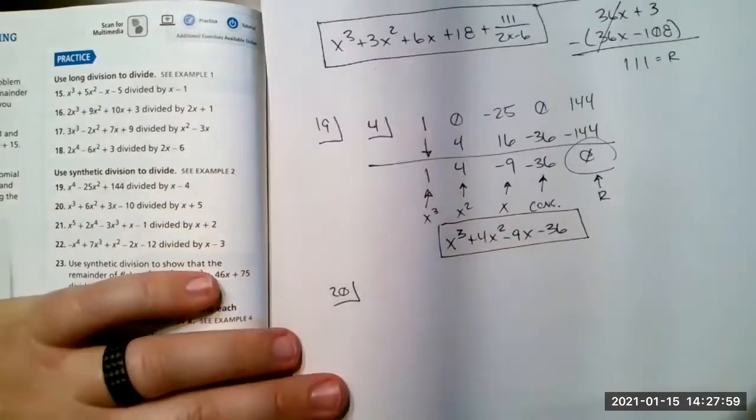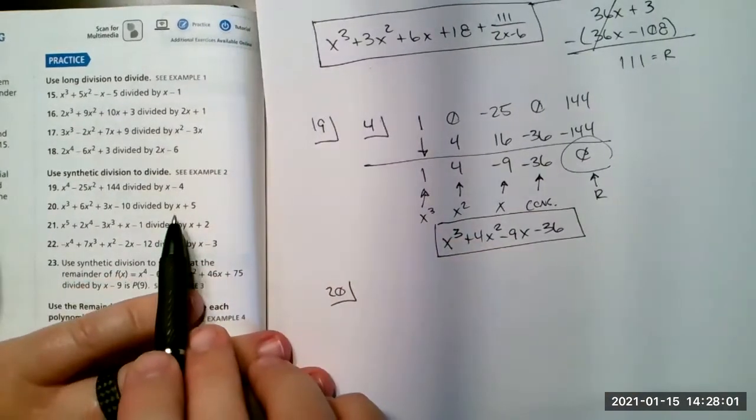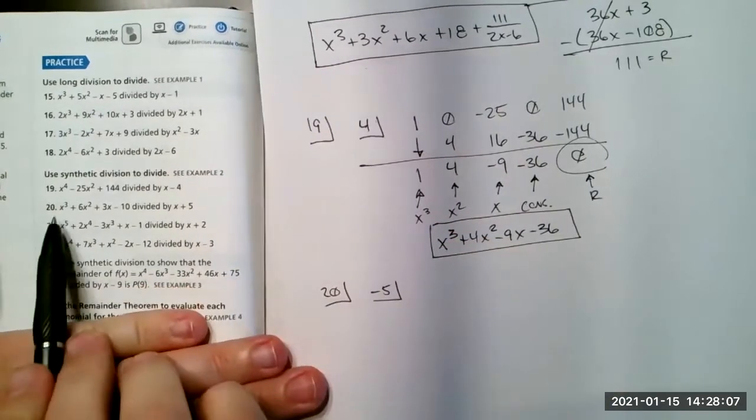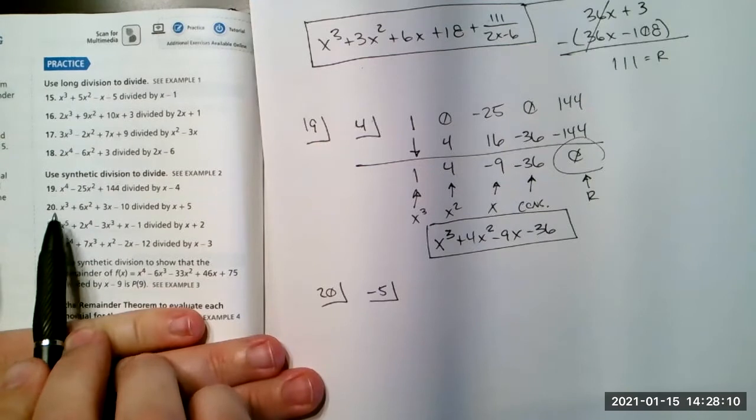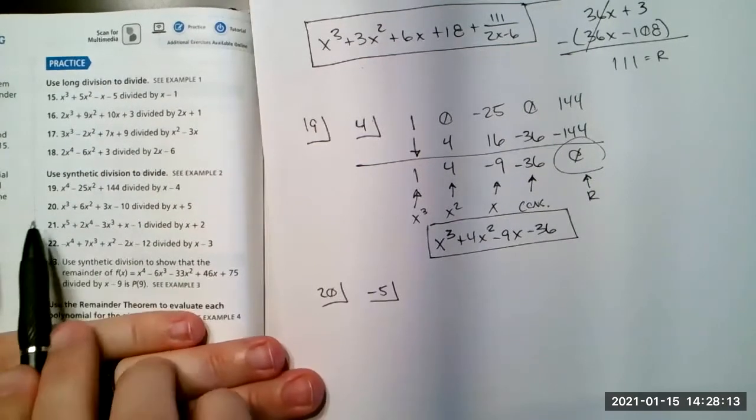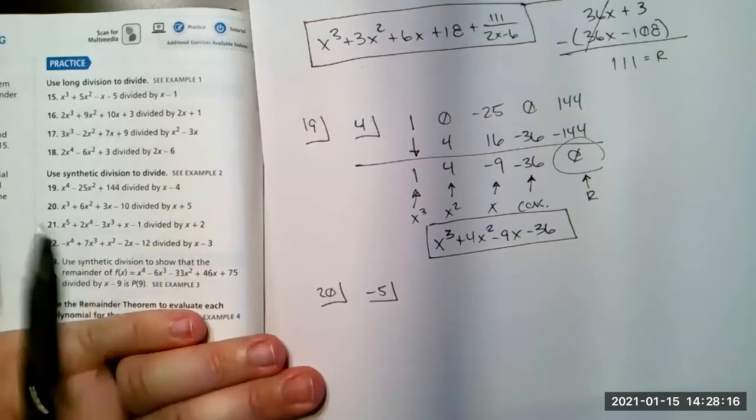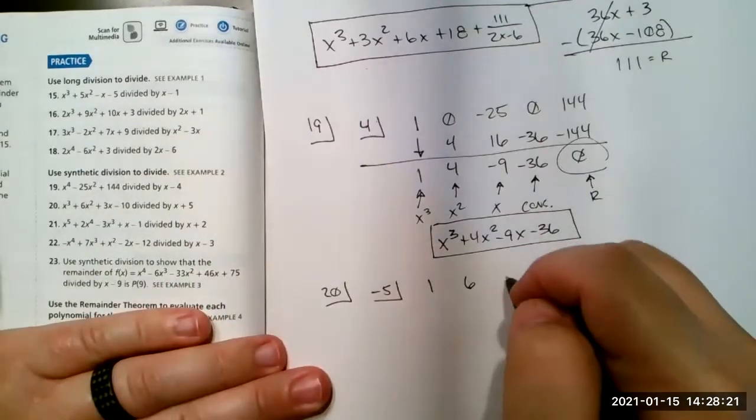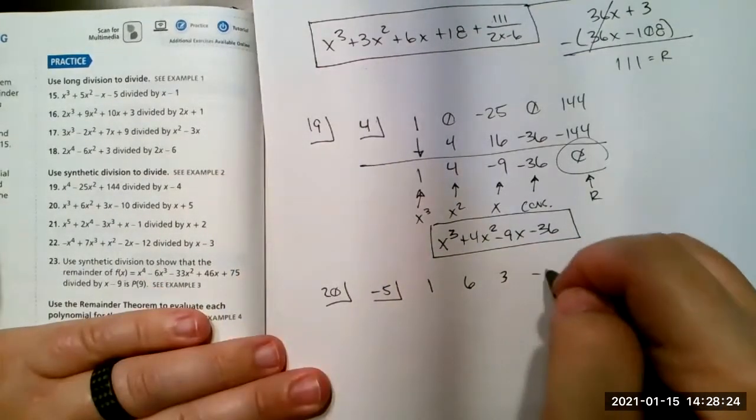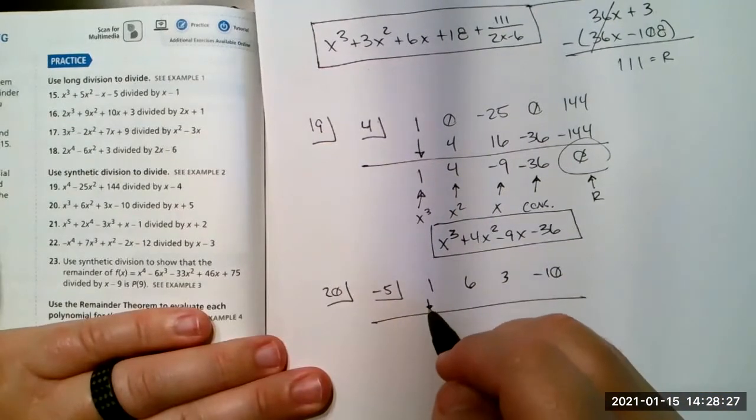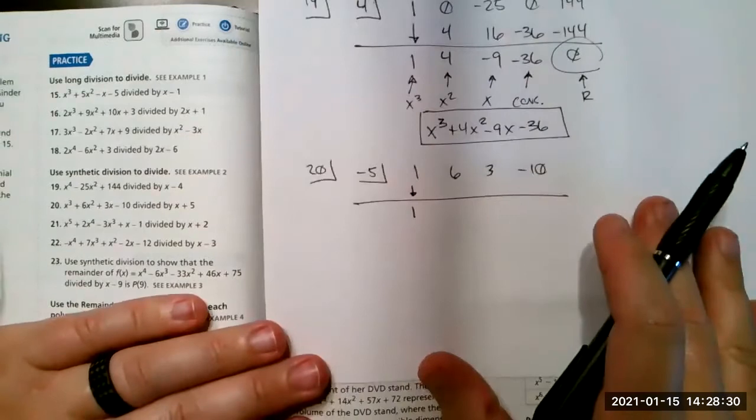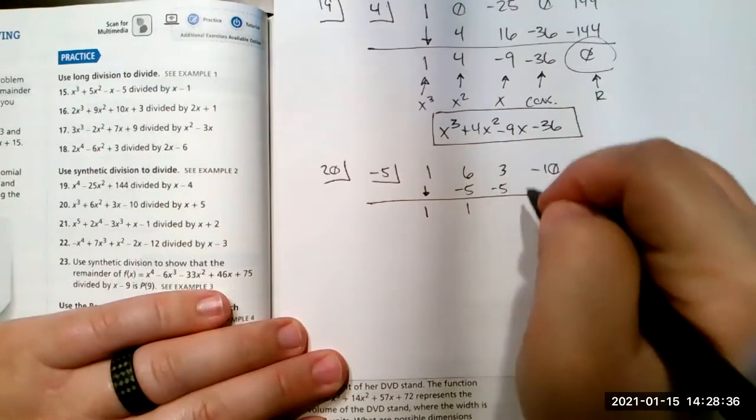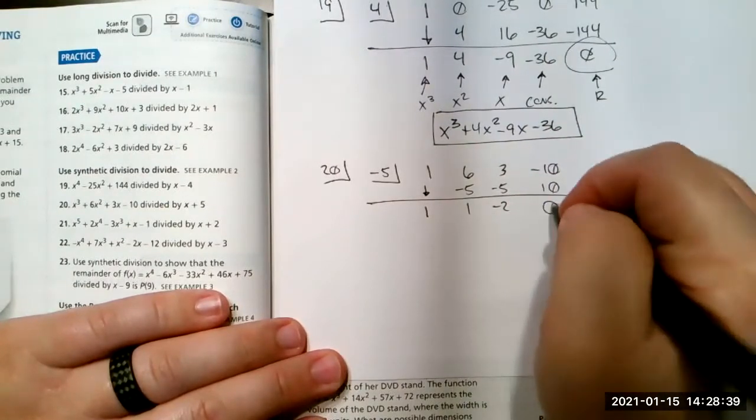For number 20, they're dividing by x plus 5. So the opposite of positive 5 is negative 5. And then for my synthetic division, the highest degree is x cubed. They've got an x squared, an x, and a constant. So I'm not going to have any zeros for placeholders. So it's 1x cubed, 6x squared, 3x, negative 10, minus 10. Bring down that leading coefficient and then start multiplying and adding. So multiply, add, multiply, add, multiply, add.